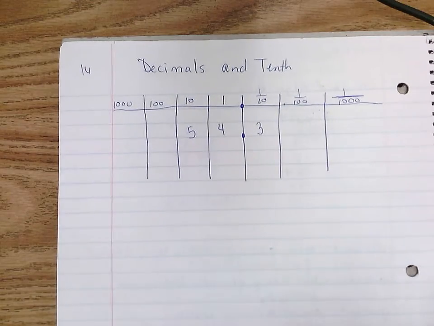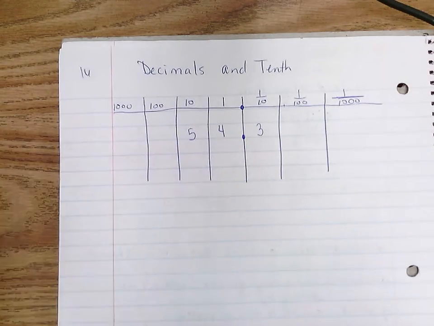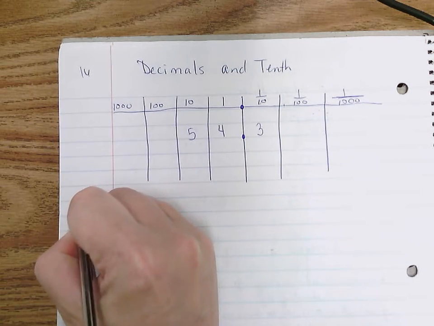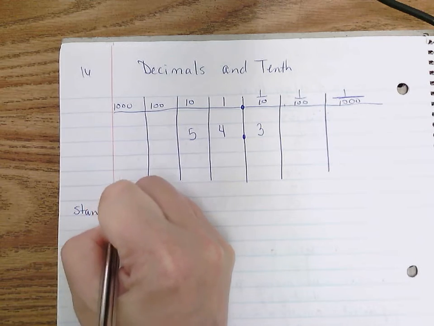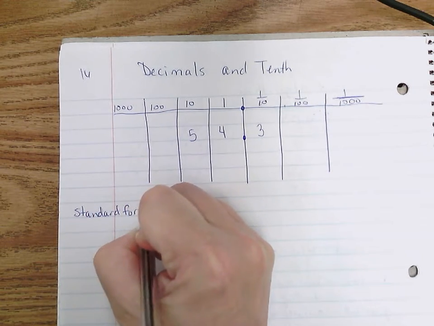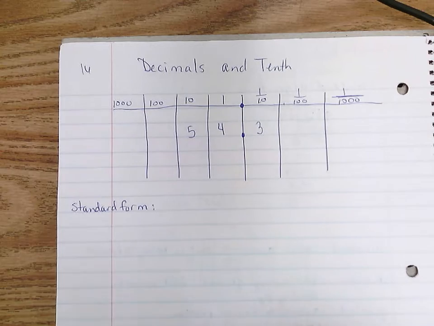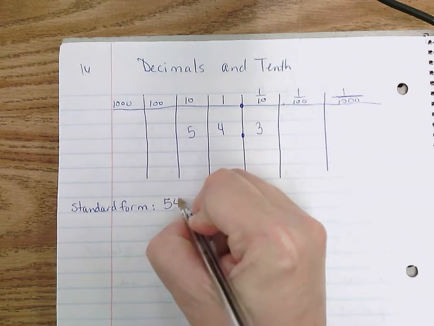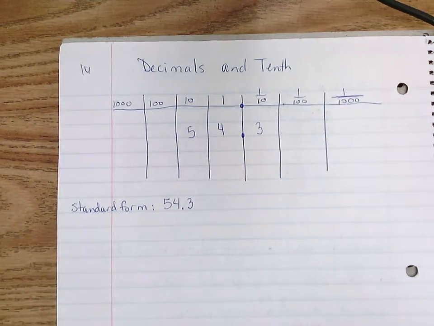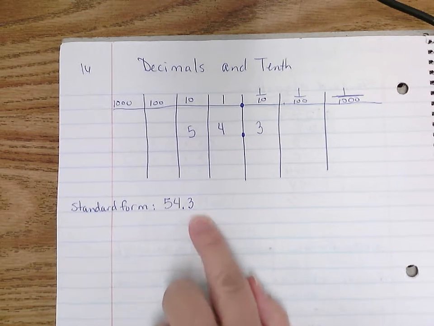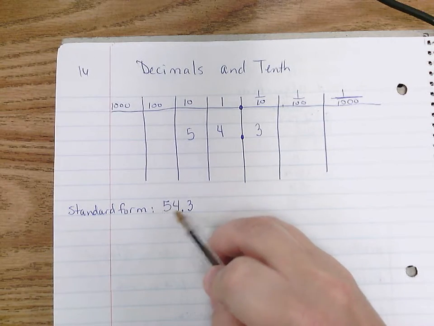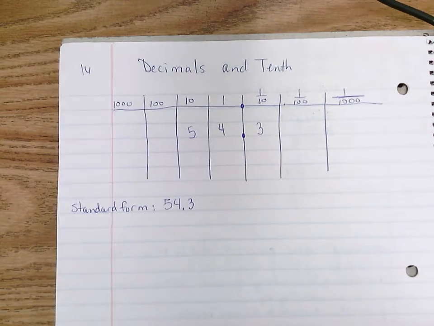So then down below my chart, I'm going to write it in standard form. So I'm just going to write standard form, colon. And to write it in standard form is simply just writing it as a number, just like you would normally see it. Just like that. And I read it 54 and 3/10. Remember, we say and for that decimal point. So 54 and 3/10.